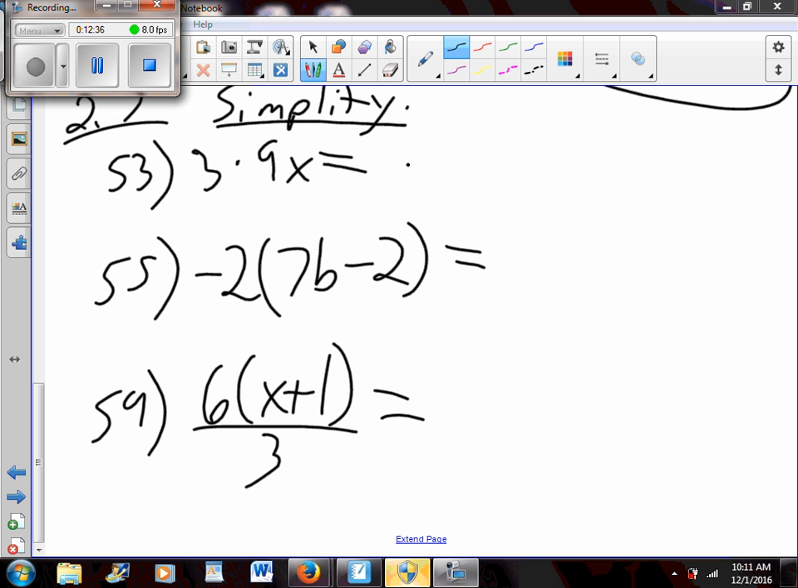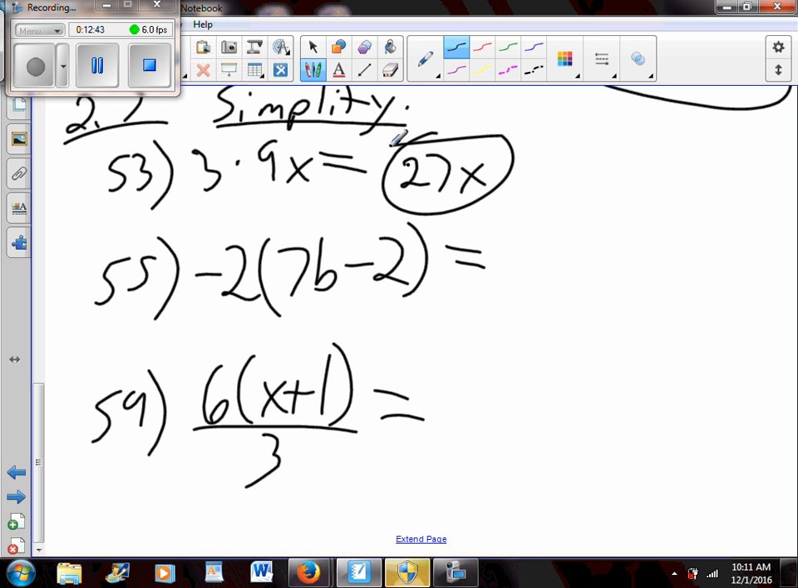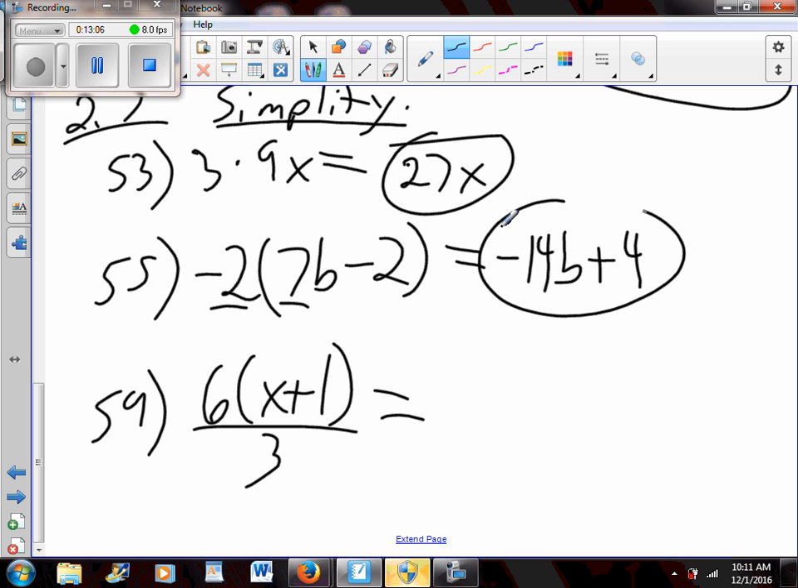Most of y'all, I think about every one of you got 53 really quick, which was great. 3 times 9 is 27, and then just tag your x next to it, okay? There were some problems with the negatives here in 55. Remember, a negative times a positive is going to be a negative 14b, not a positive 14b, okay? Then we have a negative times a negative. That's not going to be a negative 4, but a positive 4. Different ones of you were making one mistake or the other. But this is what you want as your answer.